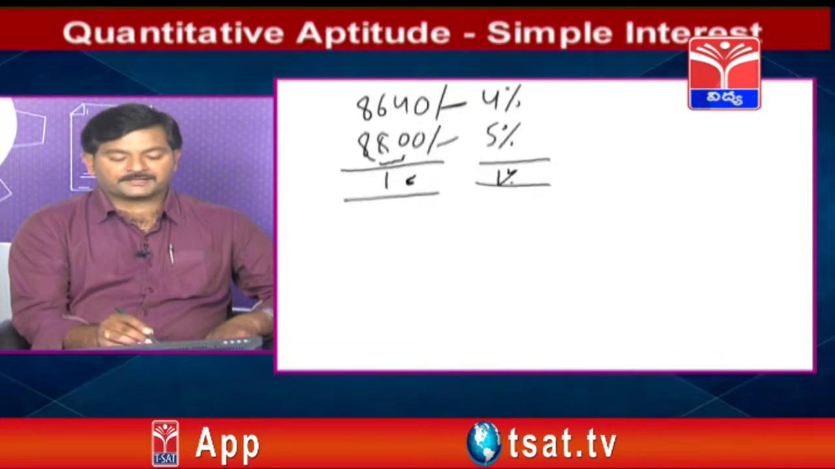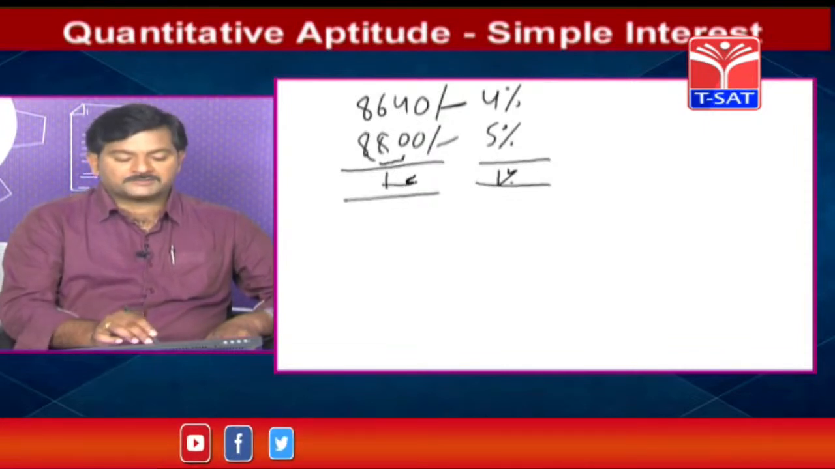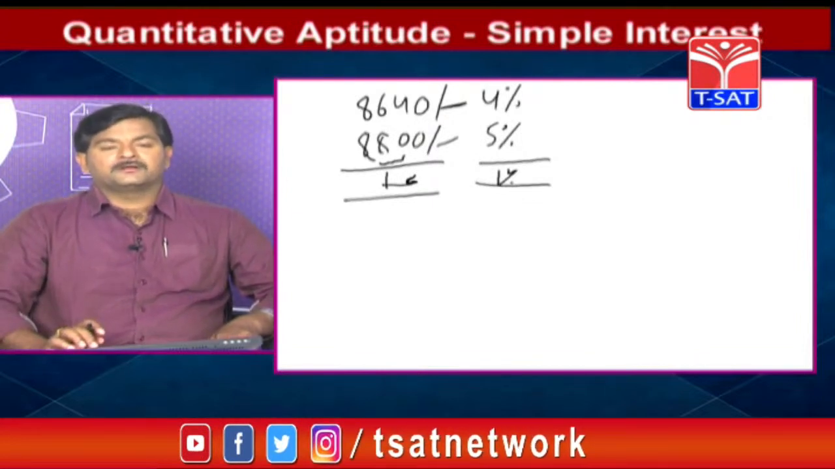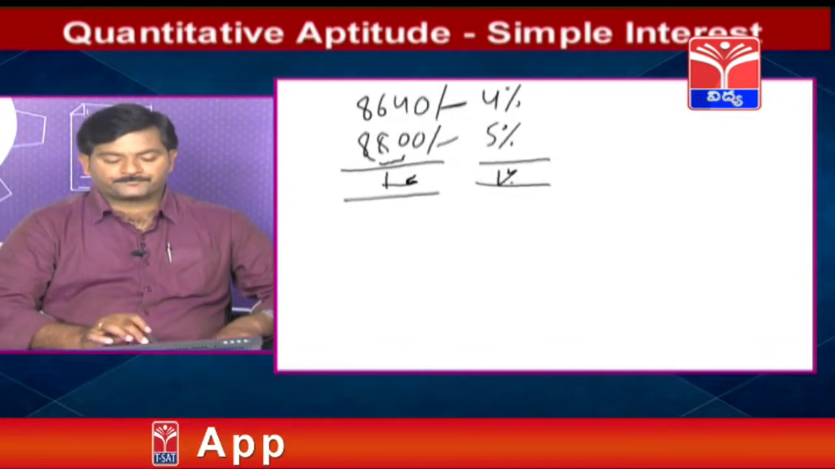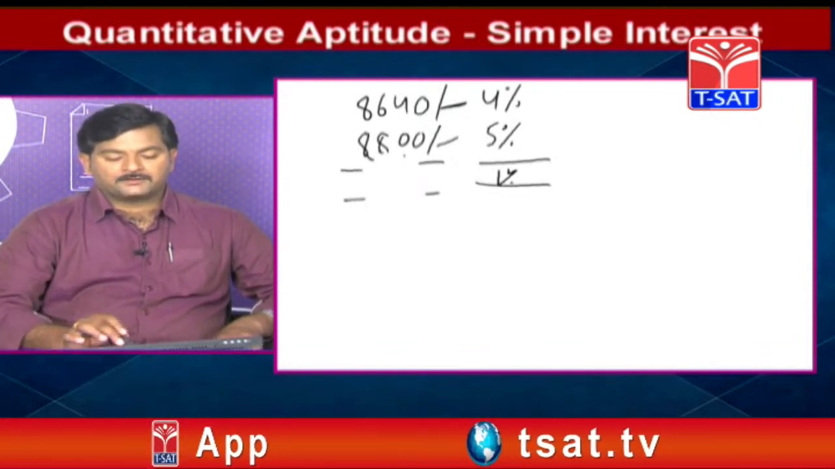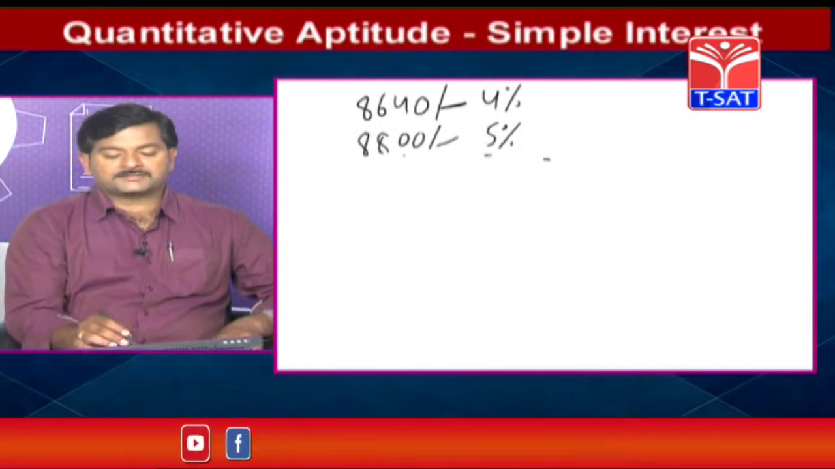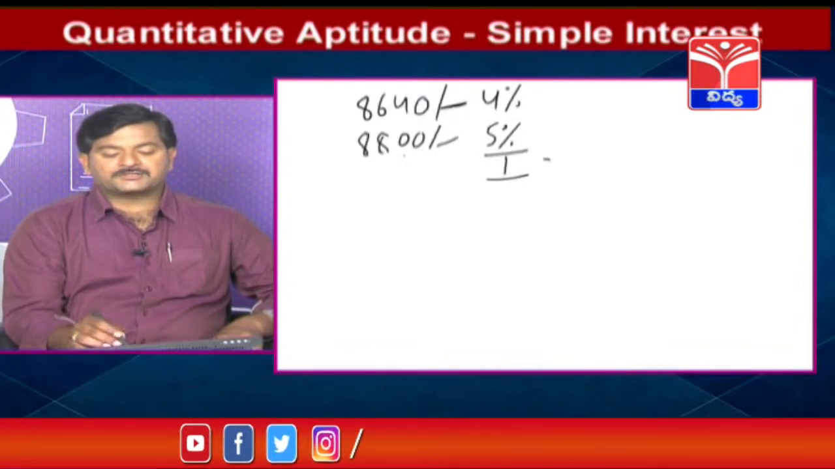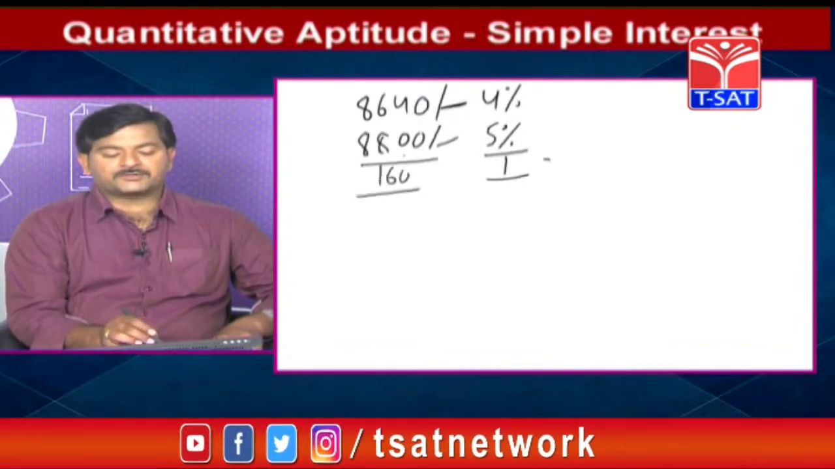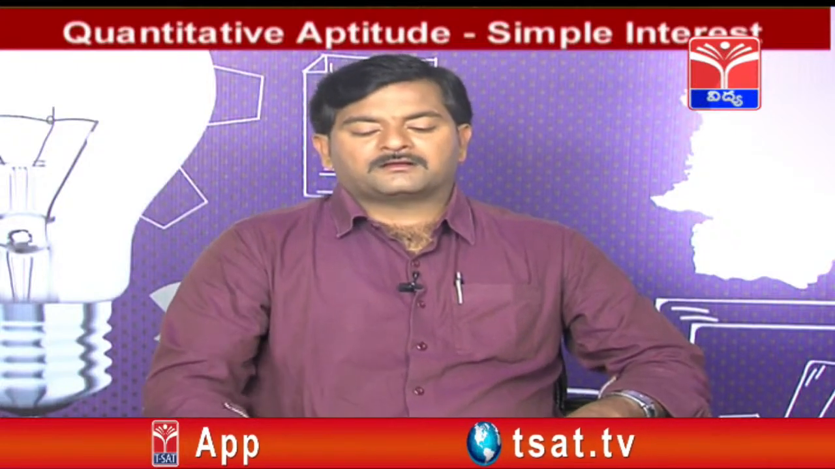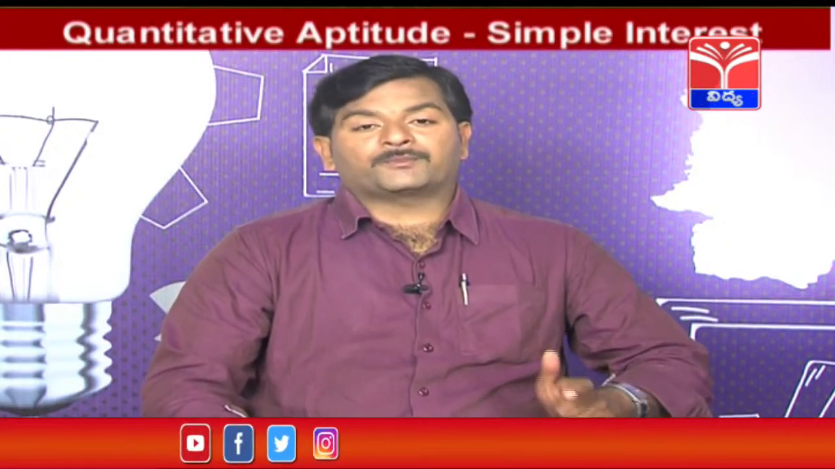So again we'll write this part. I hope you are getting what he asked you to find. I think it's very clear. I repeat this part once again. Since the rate of interest is increased by 1%, the amount is increasing by 160 rupees. From this concept we can find out the interest with 4% rate of interest.